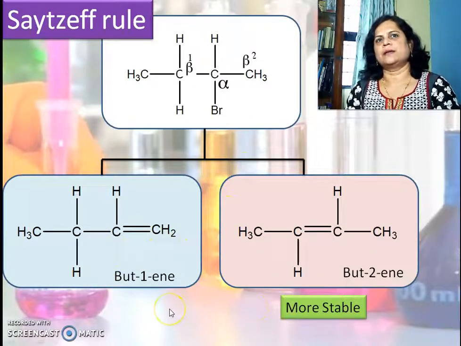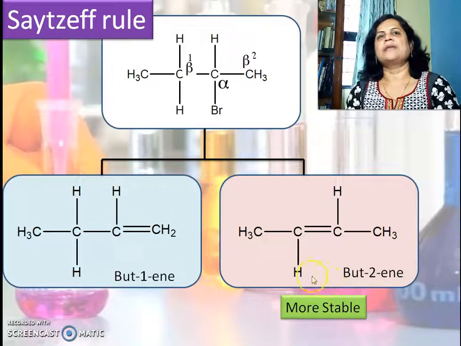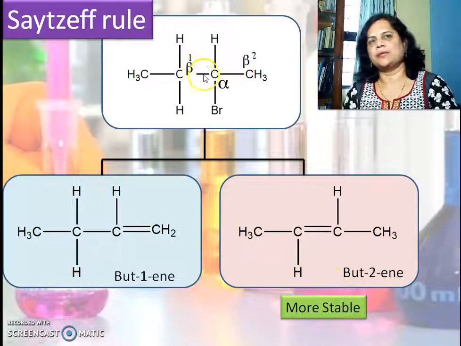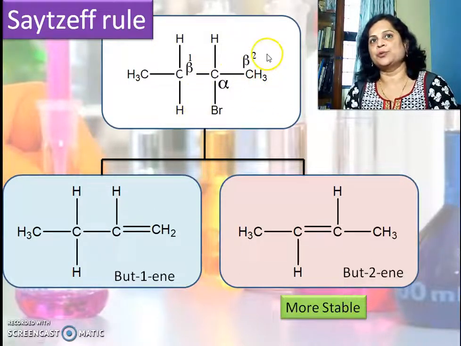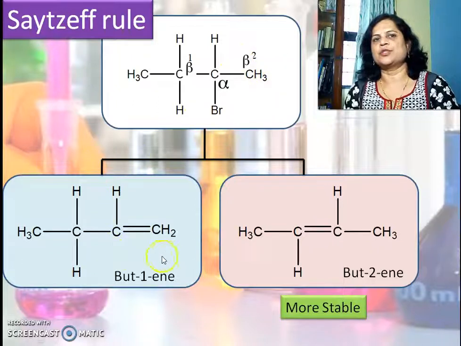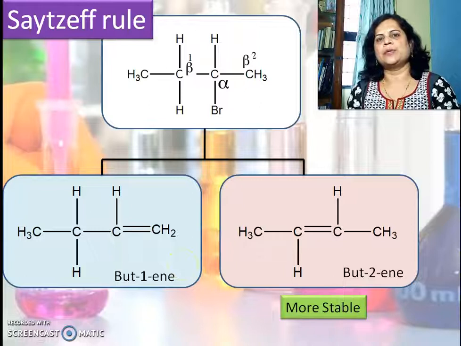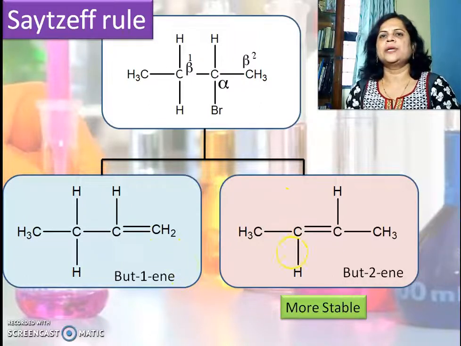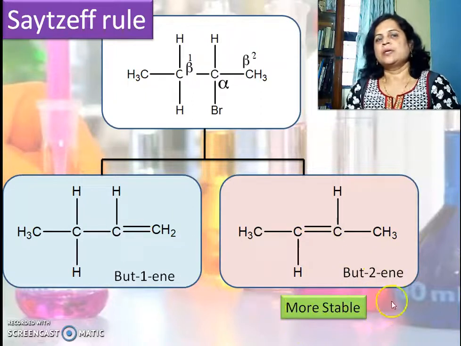If that Br group and the hydrogen from the beta 1 carbon atom are removed, what does it form? The product is 2-butene. And if the Br from the alpha carbon atom and the beta hydrogen from beta 2 are removed, formation of 1-butene. So we get here the two products, 1-butene and 2-butene. 2-butene is the major product. It is more stable according to the Saytzeff rule.